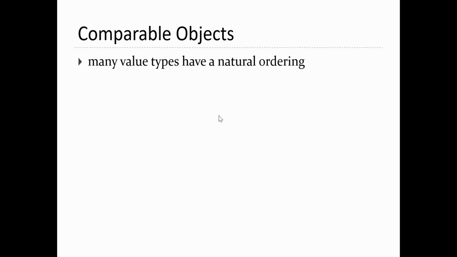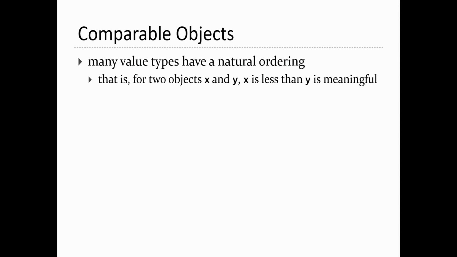Many value type objects have what is called a natural ordering. That is, for any two objects x and y, x less than y is meaningful. In other words, if you want to put your objects in order for some reason, for example to sort a collection of objects, then you want them to be comparable. For example, all the numeric types are comparable. The number 0 is less than the number 1.